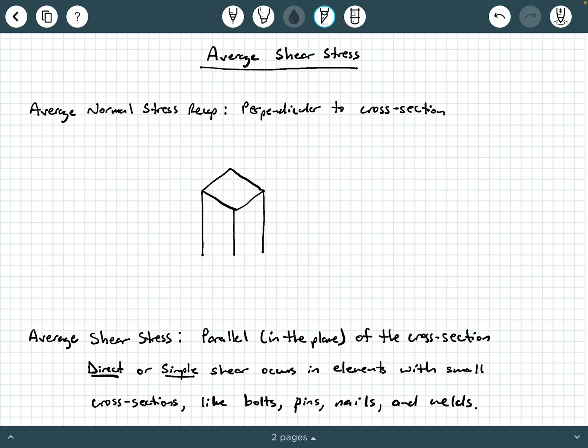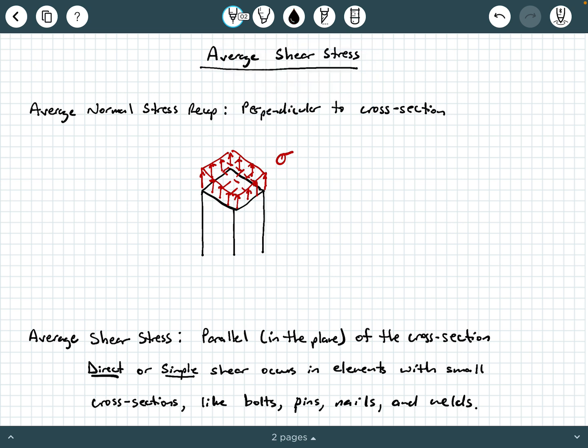As we lead into average shear stress, I want to spend a minute or two recapping average normal stress and how it is different than average shear stress. If you recall, average normal stress is a stress that is perpendicular to a member's cross-section. So if we have this 3D member here, average normal stress would have a force spread out over an area in 3D that is perpendicular to the cross-section, throughout that entire area. So this would be like an average normal stress in tension.